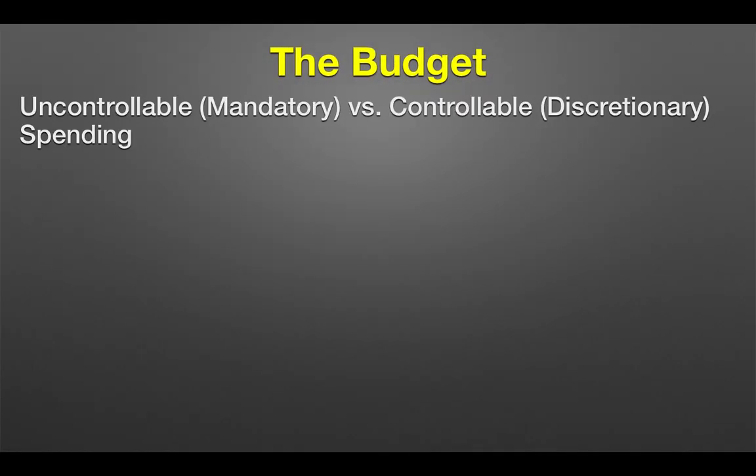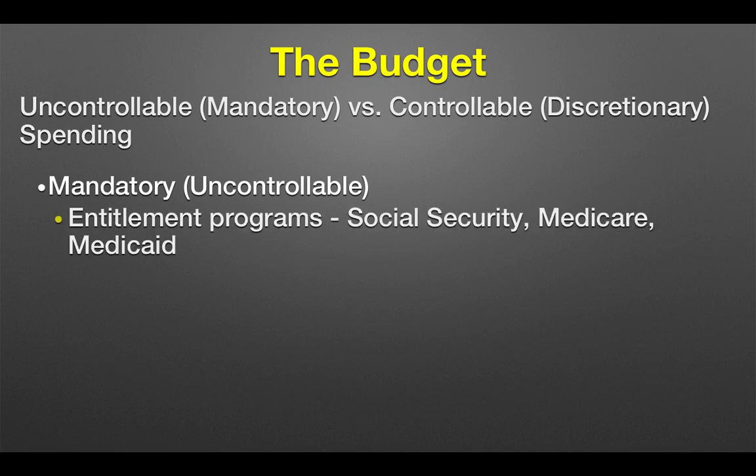The budget. Uncontrollable mandatory versus controllable discretionary spending. So there's the uncontrollable spending that is necessary for our economy to work. But then you also have the controllable that is discretionary, and you'll hear that word discretionary a lot. What is mandatory? Mandatory is entitlement programs, Social Security, Medicare, and Medicaid. Those are things that we have to pay. Also, interest on the national debt, we have to pay that.